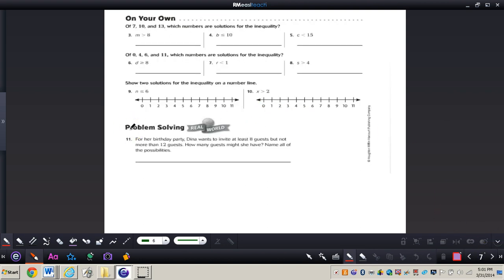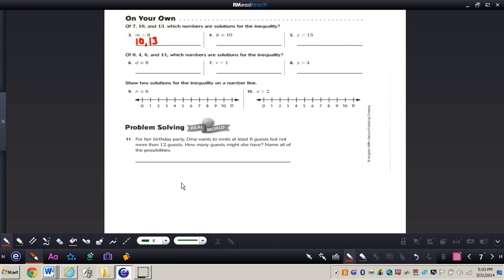Okay, let's take a look at number 3. For number 3, it's just asking us of 7, 10, and 13, which numbers are solutions for the inequality? And this actually goes for numbers 3 through 5. Okay, so for number 3, which of these would be less than 8? I'm sorry, which of these would be greater than 8? So we could see that 10 would be greater than 8, and also 13 would be greater than 8. There would be solutions there for the inequality. M is greater than 8.